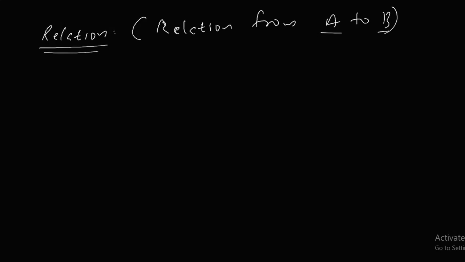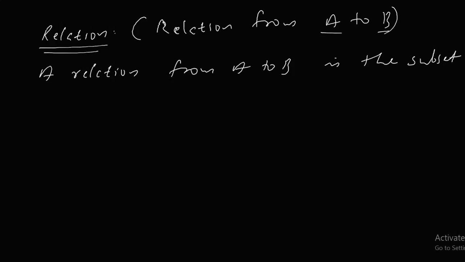This is the definition: a relation from A to B is a subset of A cross B. We know what A cross B is; we have just seen it. So any subset of A cross B is called a relation from A to B. That is the definition of a relation. Let's see an example.